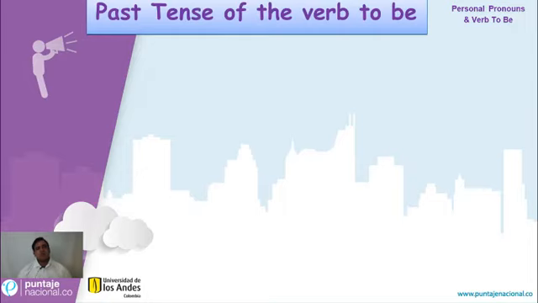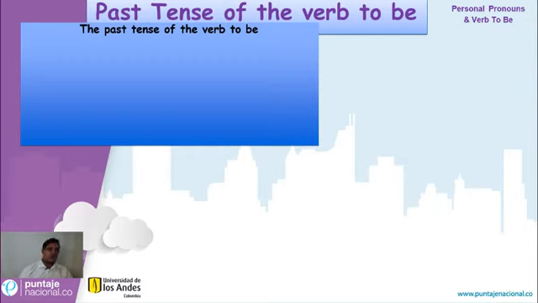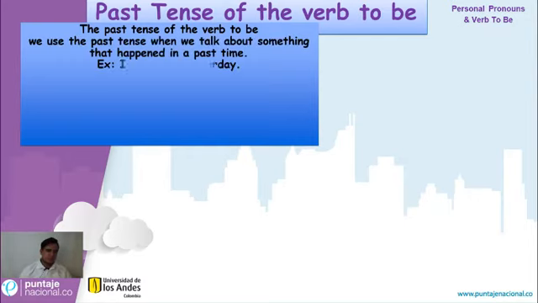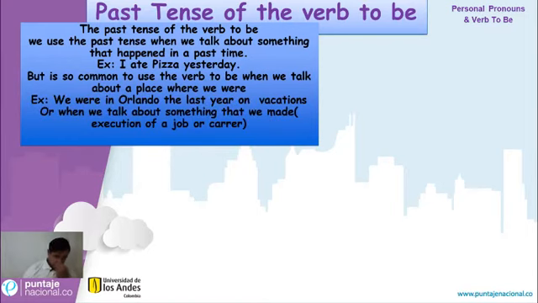Now we have the past tense of the verb to be. This is really important. We had a little review in the other pictures. This is really important because we use this past tense all the time. Okay? So here we go. This is the explanation. The past tense of the verb to be.